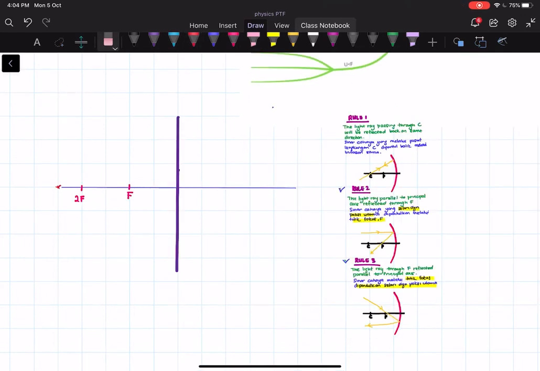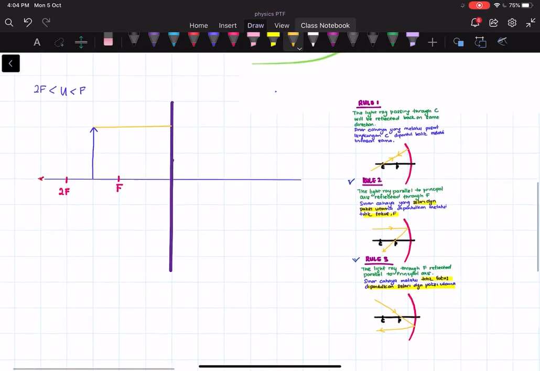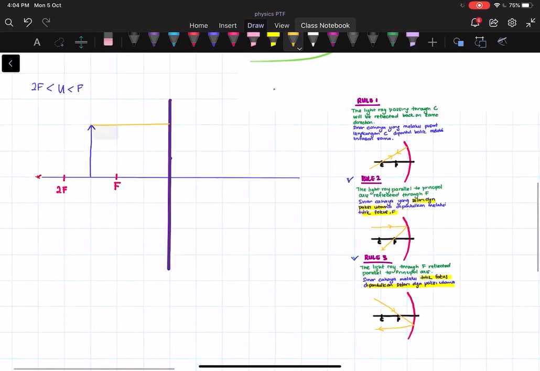On the next drawing, the object will now be placed between 2F and F. Dia di antara titik F dan 2F. So let's say I'm going to place it in the middle, but in your case, it can be anywhere, as long as it is between 2F and F. So let's use rule number 2 again. It says a light ray parallel to the principal axis is reflected passing through focal point F.